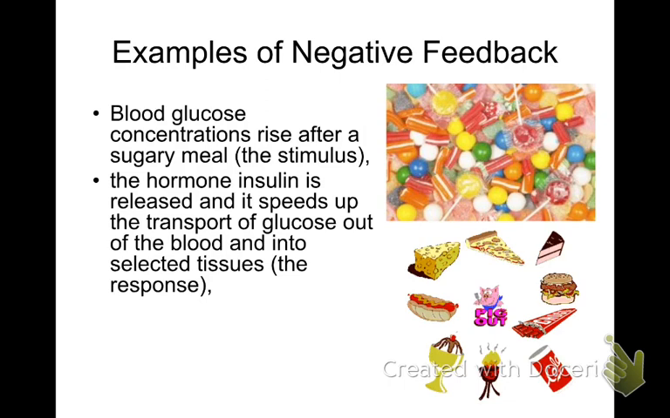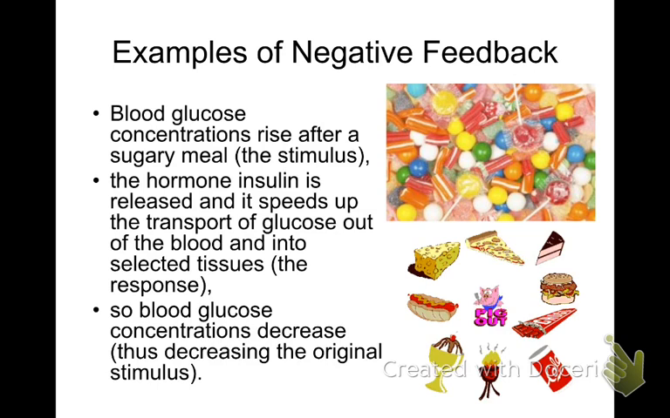So insulin is released. It speeds up the transport of glucose out of the blood and into the tissues. So the blood glucose concentrations decrease because now it's in the cells. And since it's decreasing, that's an example of negative feedback, right? It was too high, your body took care of it, now it's at the right level again.